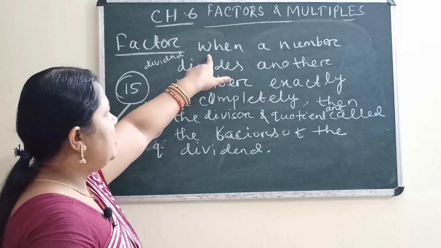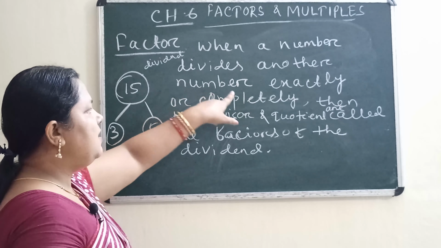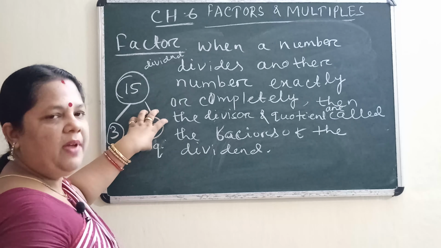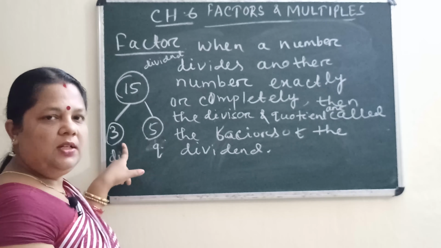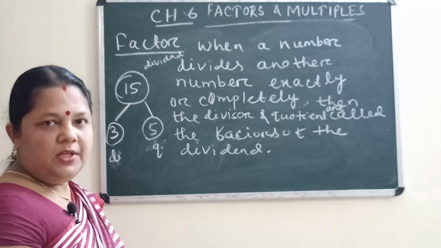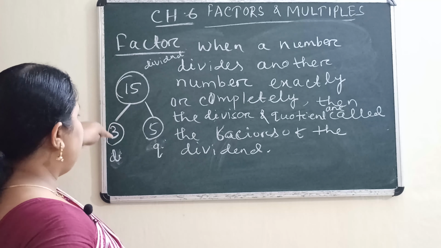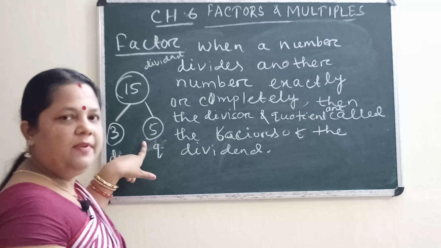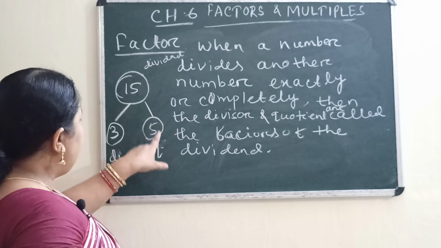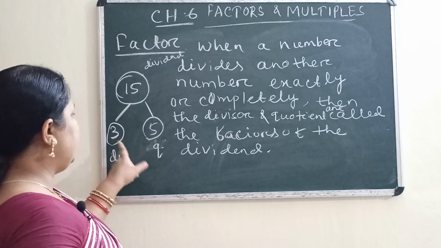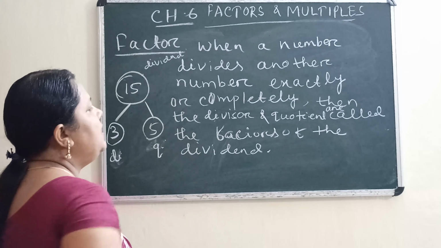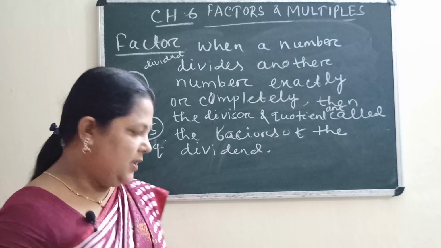Okay. So the definition is: when a number divides another number exactly or completely. This is exactly divisible. 15 is completely divisible by 5, so we get 3 as quotient and remainder 0. Completely divisible means what? When we get the remainder 0. Yes. So if we divide 15 by 3, we get 5 as quotient. So here 15, the dividend, is called the multiple of these two factors, and these two factors are the factors of 15. So factors and multiples are related to each other.